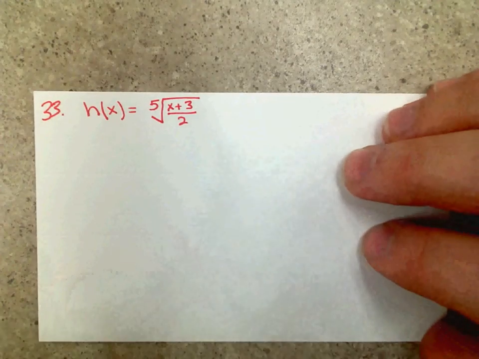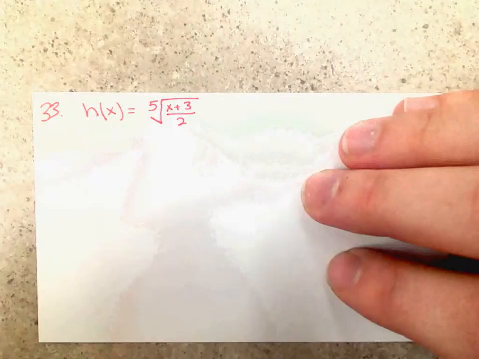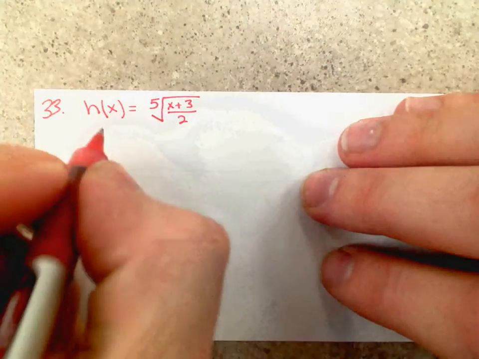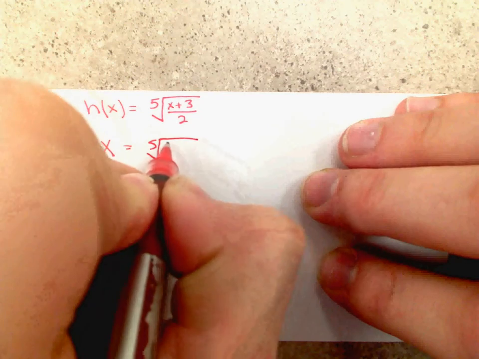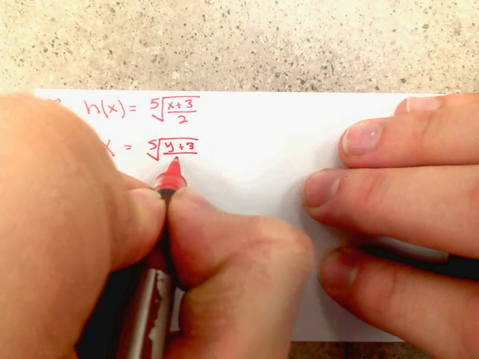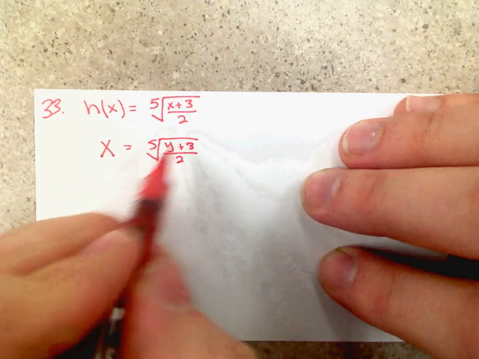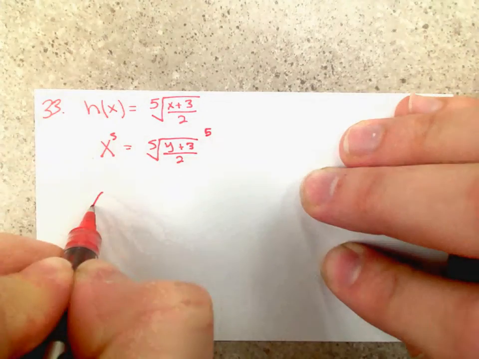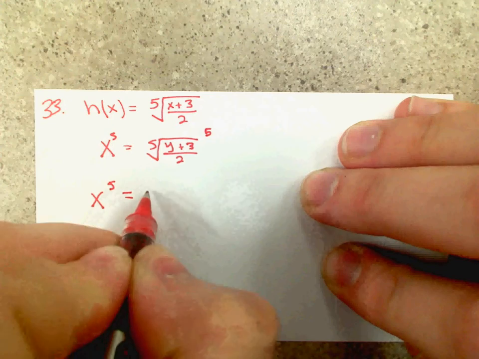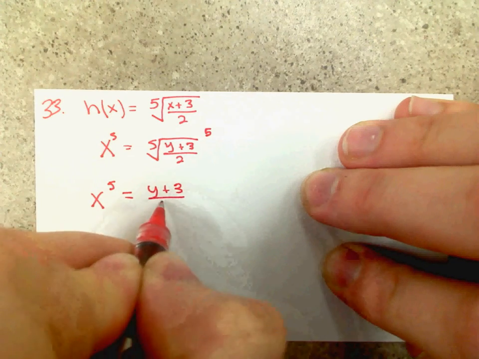And last one, 33. That would be the fifth root of x plus 3 over 2. And you're not solving anything, you're just finding the inverse. So the inverse again would be switching x and y. Now everything over here is blocked by that fifth root, so to get rid of a fifth root you have to raise things to the fifth power. So x to the fifth is equal to y plus 3 over 2.